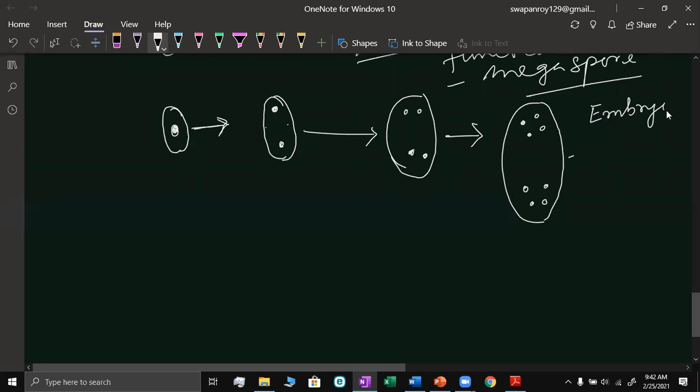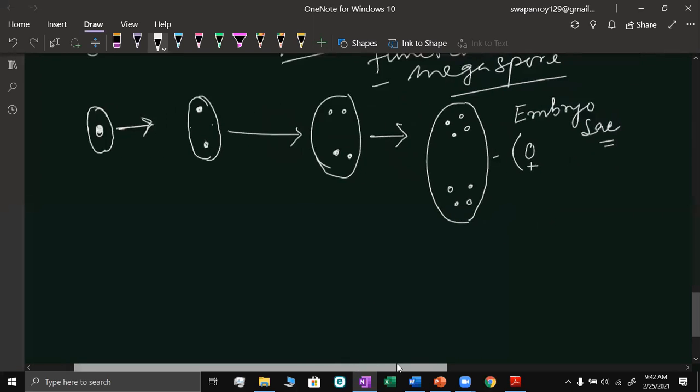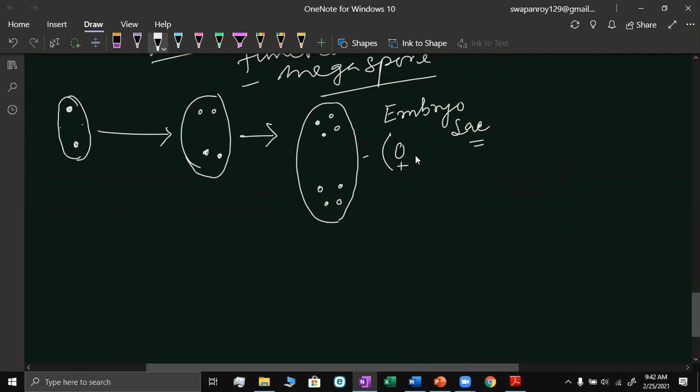This one is known as embryo sac because within this sac, or the bag, this embryo will develop. Embryo will form and embryo will develop. This is also known as female gametophyte, or the embryo sac.